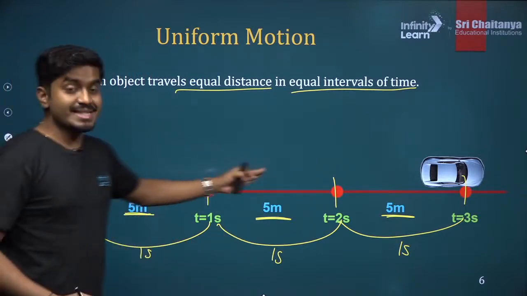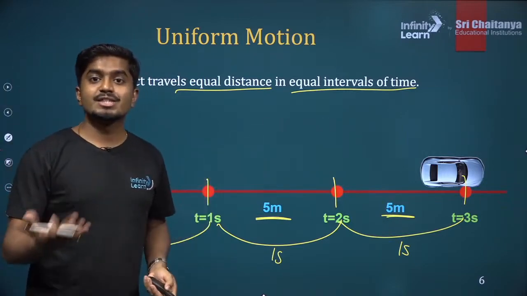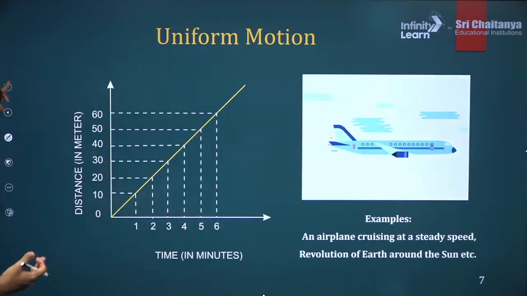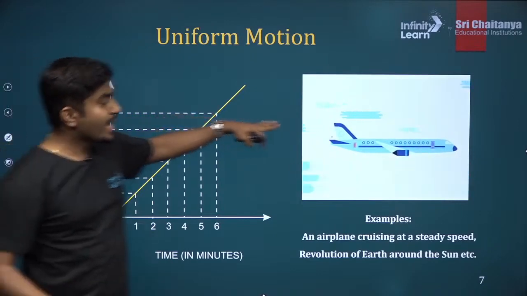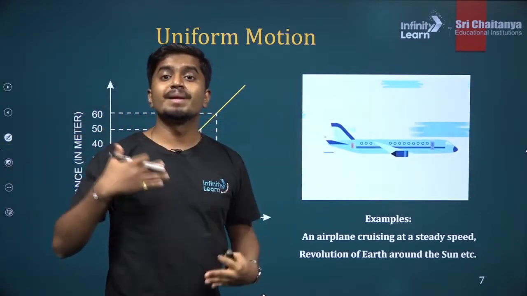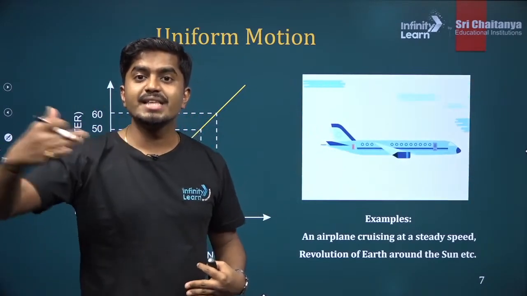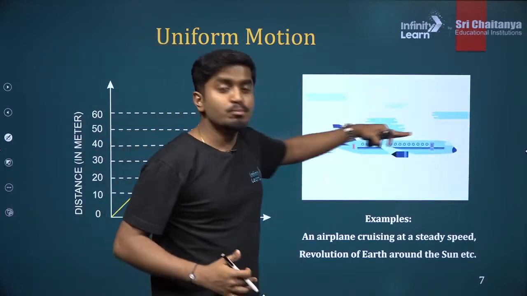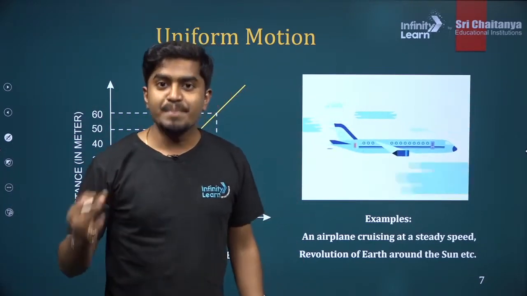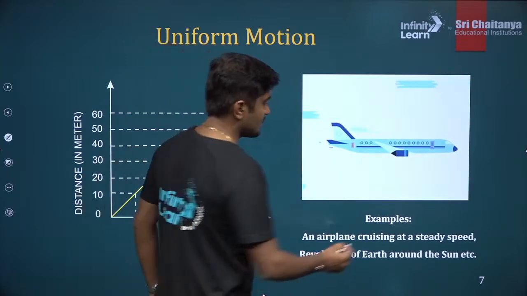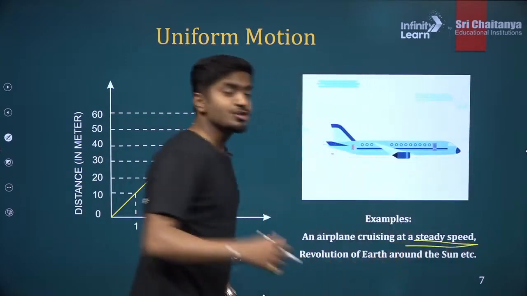So when the car travels equal distances, then that is uniform motion. What is the example? Example is an aeroplane. You see, when the aeroplane is moving, there is a steady motion or it moves with a constant speed. That is a uniform motion. Steady speed or constant speed.